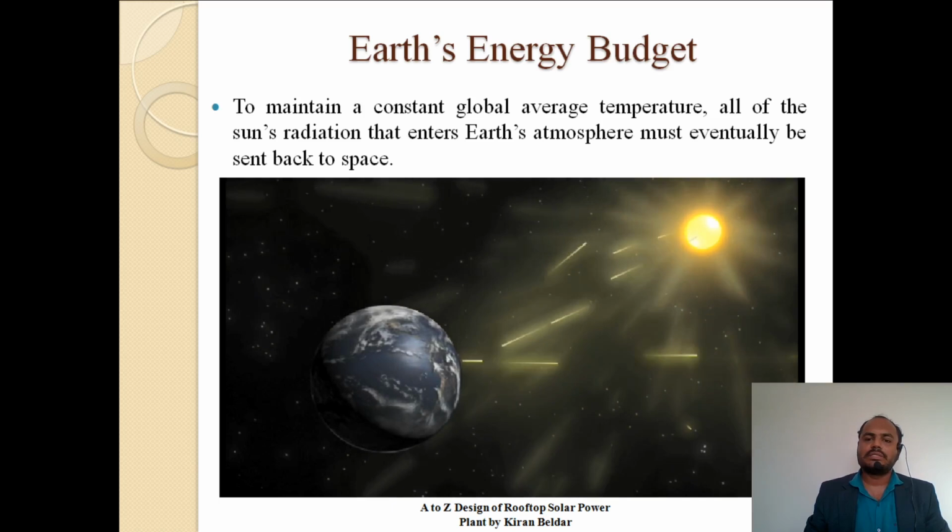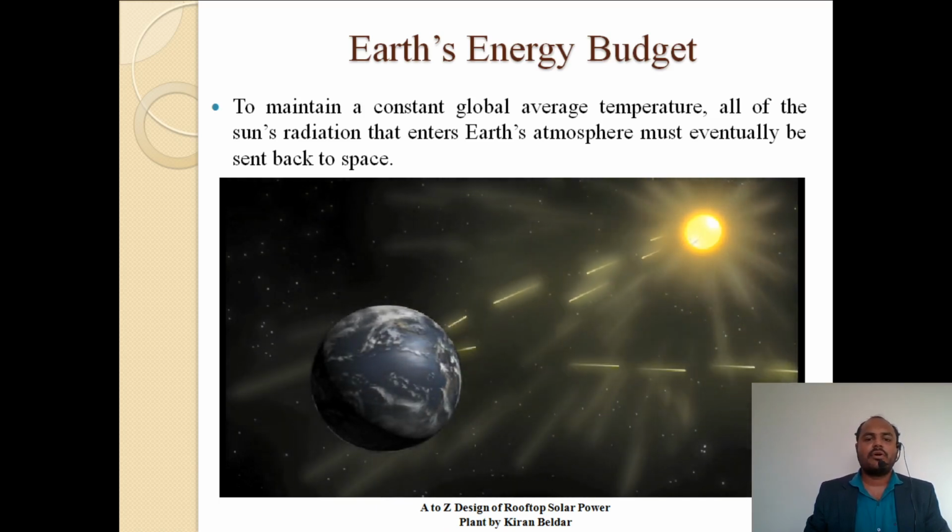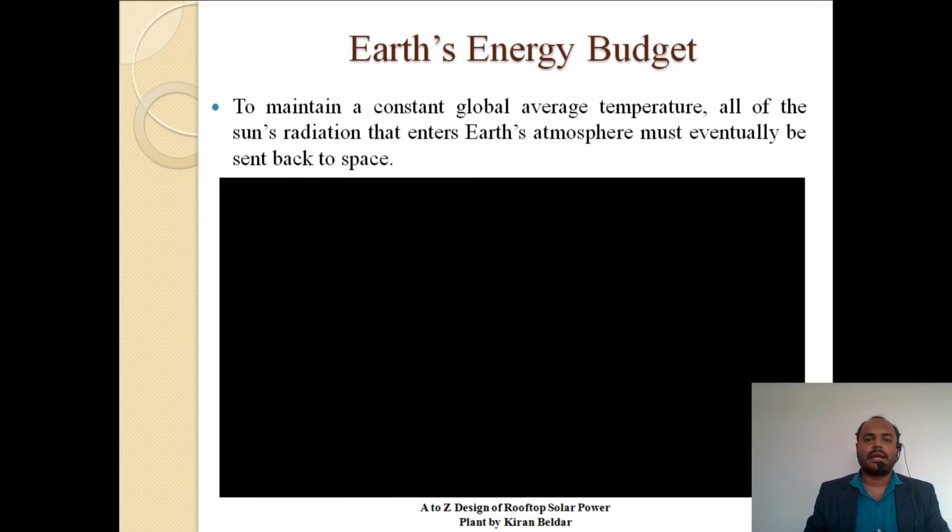In this animation, the sun is giving radiant energy. Some of it is absorbed and some of it is reflected back to space.